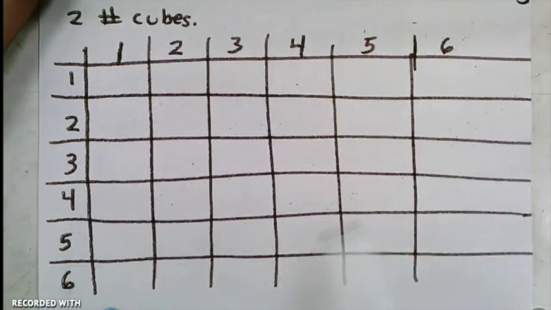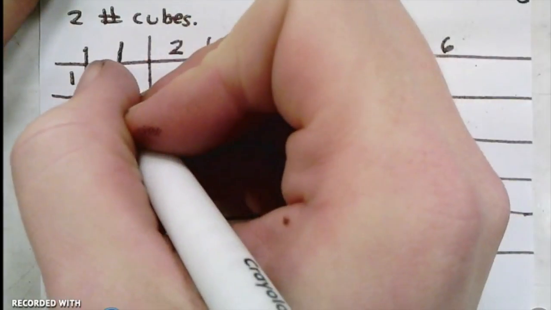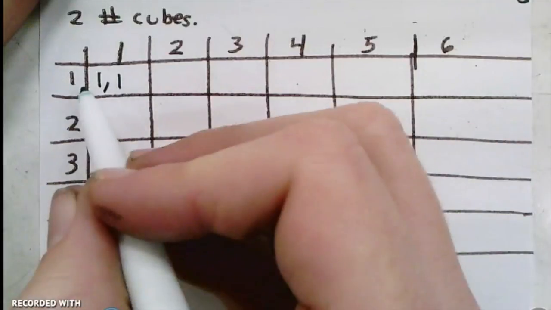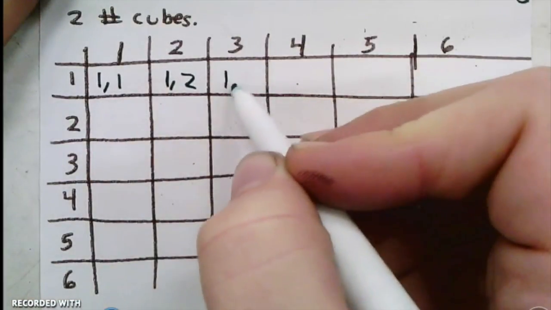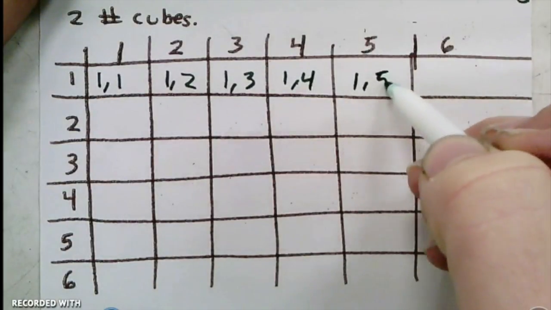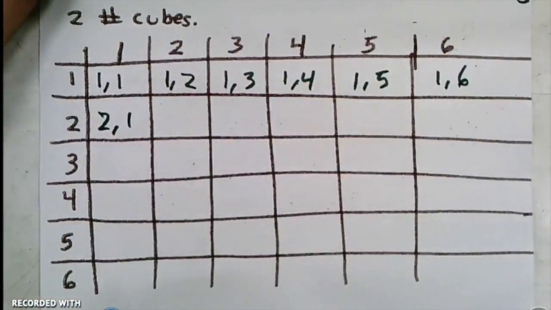And now in here, I'm going to fill in all of my possible choices, my possible outcomes. So if this one rolled the 1 and this one rolled the 1, then in here I would get 1, 1. If this one rolled the 1 and this one rolled the 2, I would get 1, 2. Here I would get 1, 3. Here I would get 1, 4, 1, 5, 1, 6, 2, 1. You get it. You're going to fill in the whole thing.